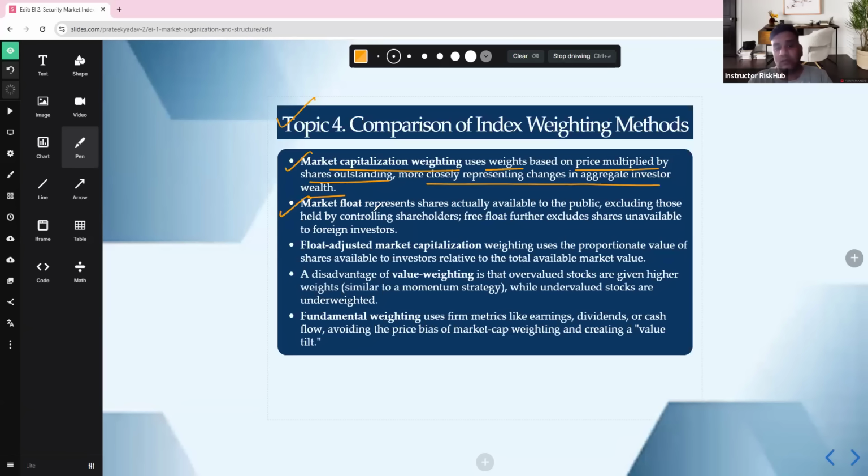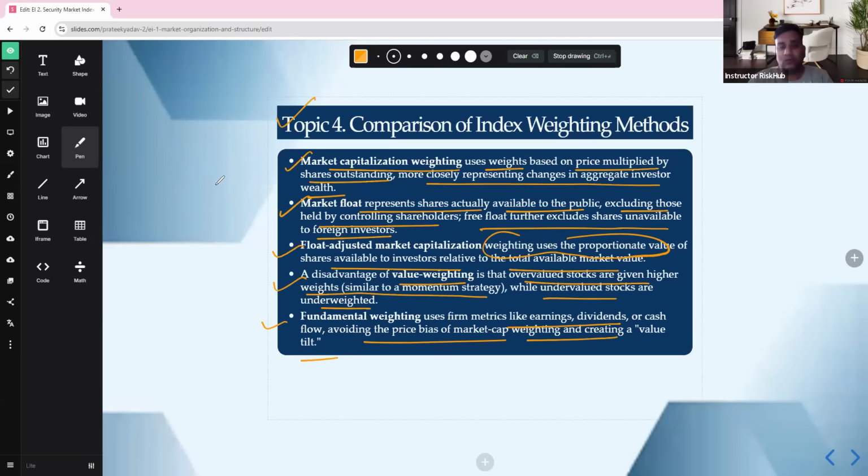Then we have market float. Market float represents shares actually available to the public, excluding those held by controlling shareholders. Free float further excludes shares available to foreign investors. Float adjusted market cap is the proportionate value of shares available to investors relative to the total available market share. The disadvantage of value weighing is that overvalued stocks are given higher weights, similar to a momentum strategy, while undervalued stocks are given underweight. Fundamental weighting uses metrics like earnings, avoiding the price bias of market cap and creating a value tilt.